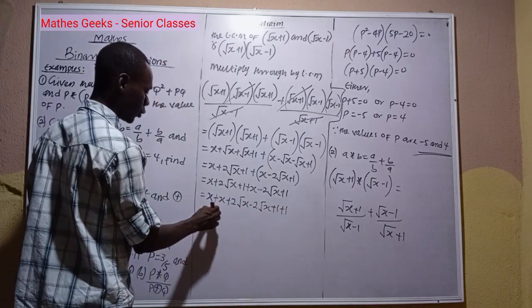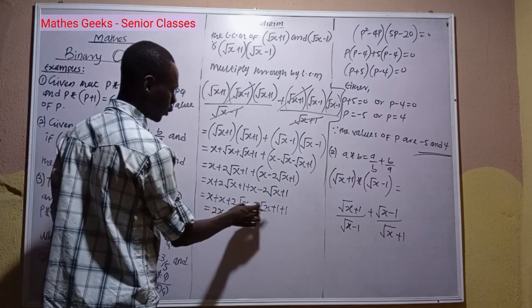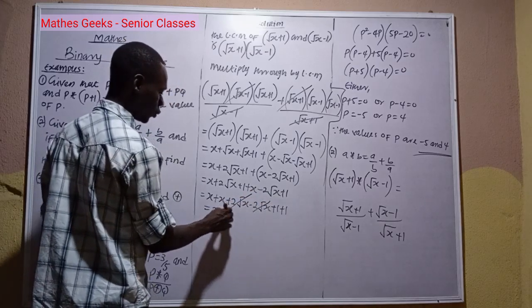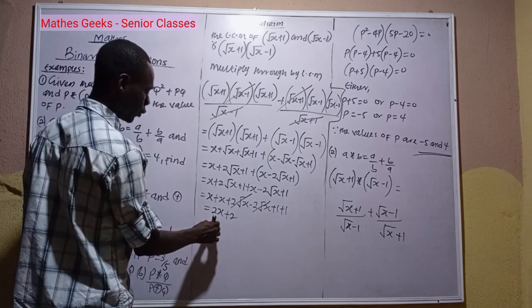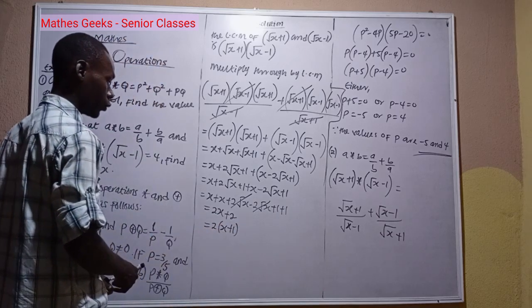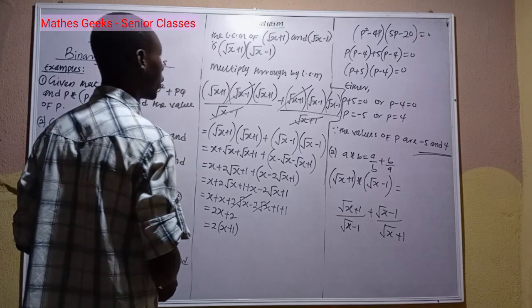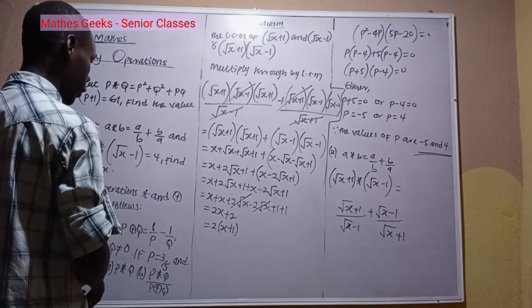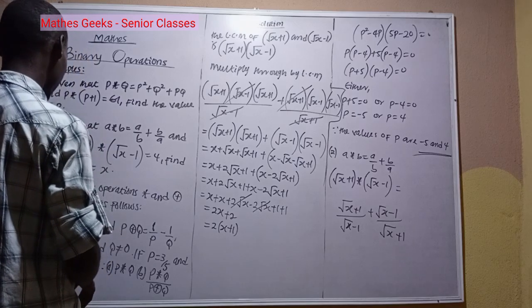So x plus x is 2x. Plus 2 root x minus 2 root x will cancel out, that will give us 0. 1 plus 1 is 2. This will give us 2x plus 2. So this is the final answer. So the value of x, okay, not done.